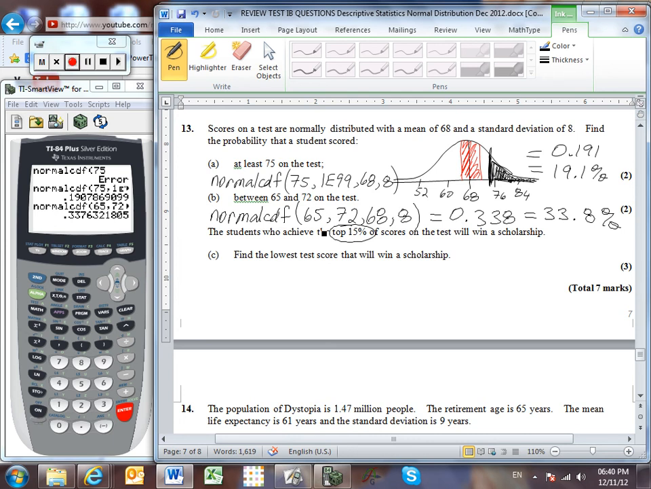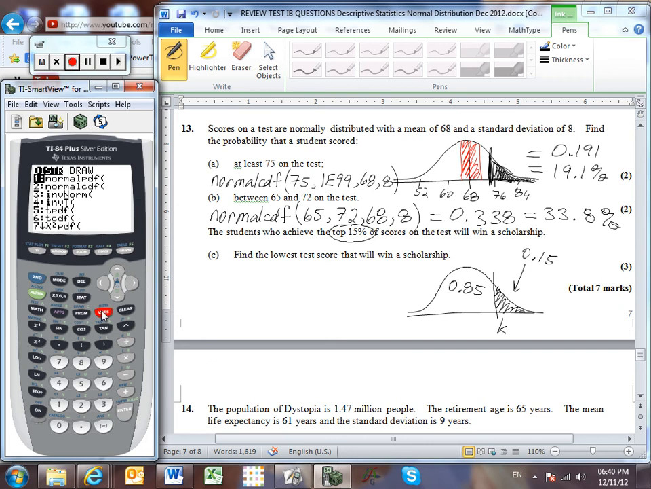Alright, the students who achieve the top 15% of the scores, they have given you the percentage this time, so this is going to be a time at which we use the inverse norm. I'm going to draw a quick diagram of the situation again so you can visualize it. Our top 15% are these guys. We're looking for that K value above which we will have 15%. Well, if it's 15% above, that must mean that there's 85% below. And the inverse norm feature on your calculator must be dealing with the percentage below the K value that you're looking for.